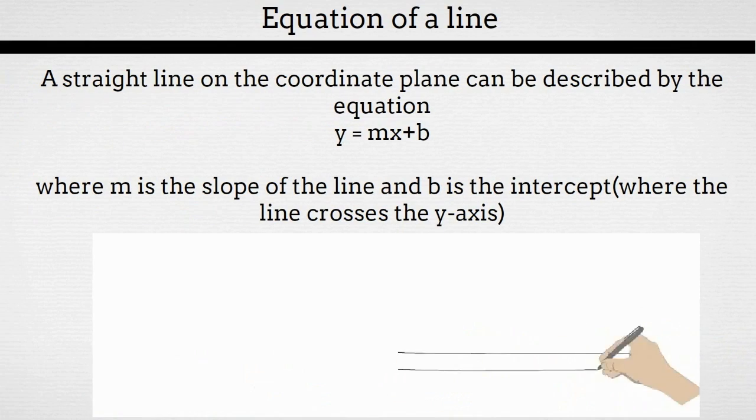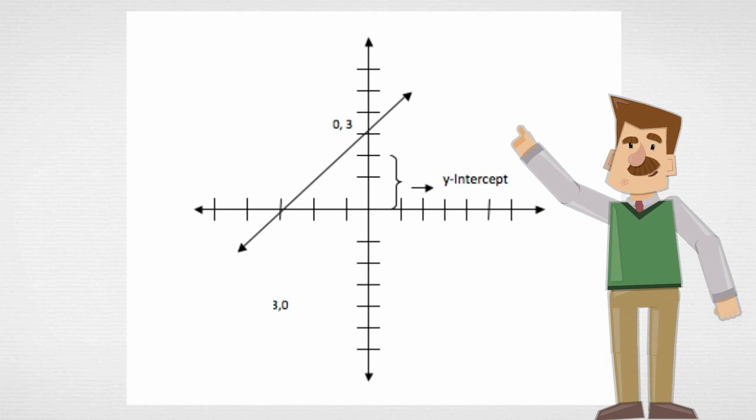The next thing to understand is the equation of a line. A straight line on the coordinate plane can be described by the equation y is equal to mx plus b, where m is the slope of the line and b is the intercept. Now intercept is where the line crosses the y-axis. You can see the intercept here in the figure.